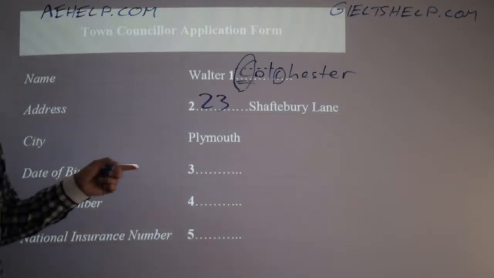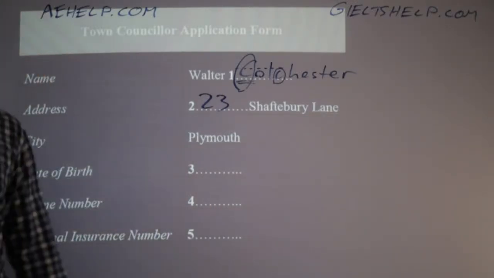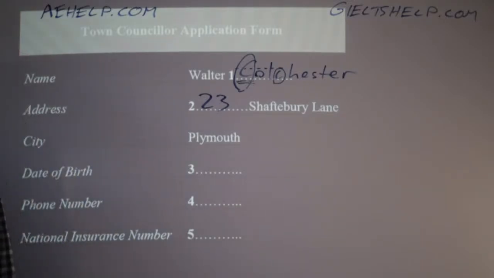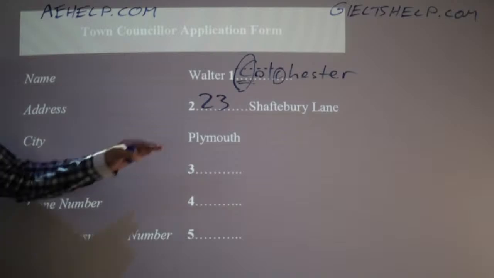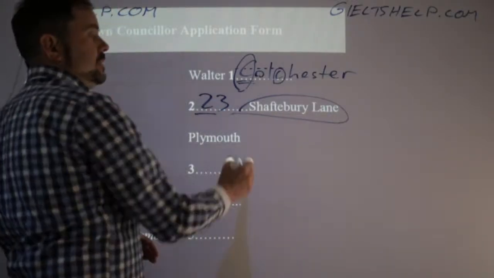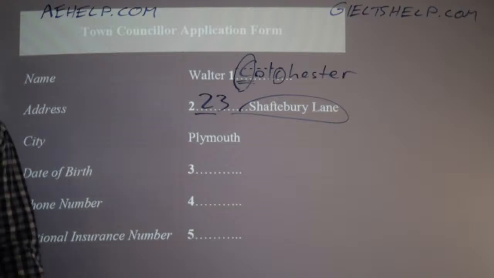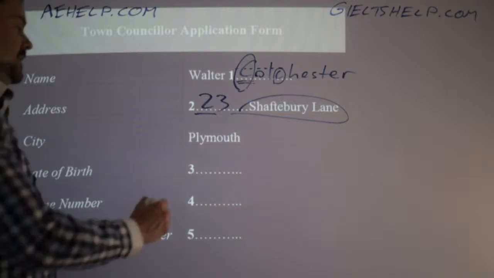The city is Plymouth. And what's the date of birth? So when was this person born? Okay, and again here you want to keep it simple. So number 2 is 23. All you need is this number because you have the name of the street. Okay. And Sammy says 11 December 1979 and keeping it easy.